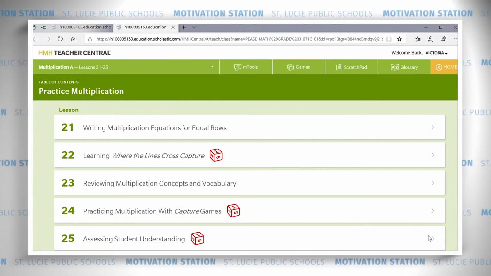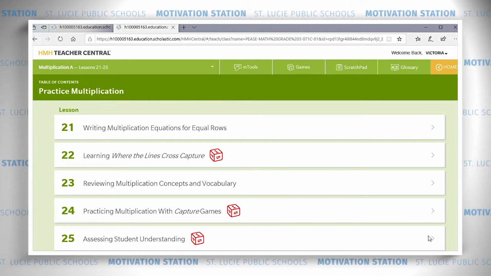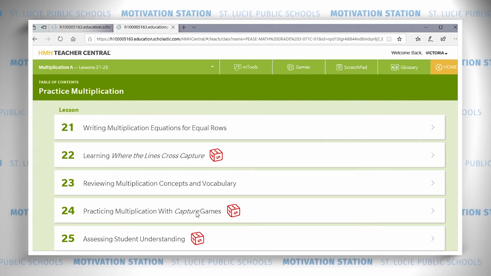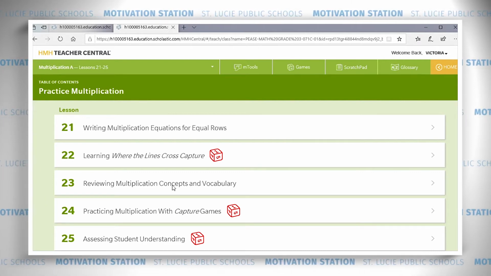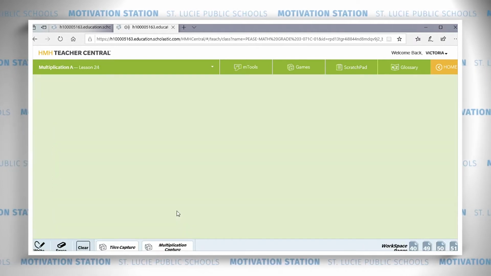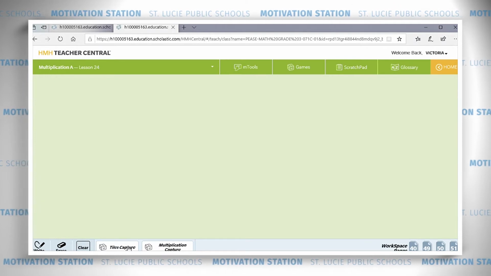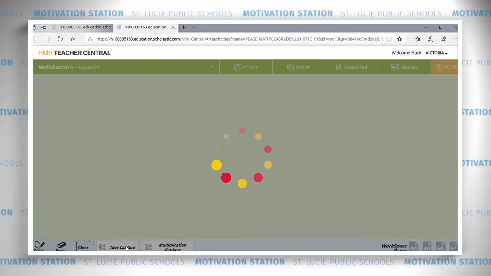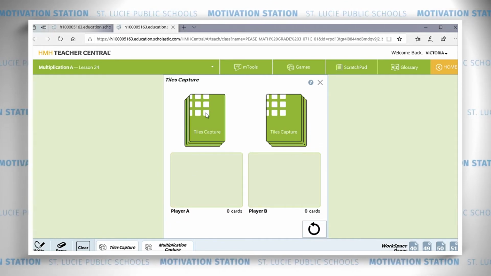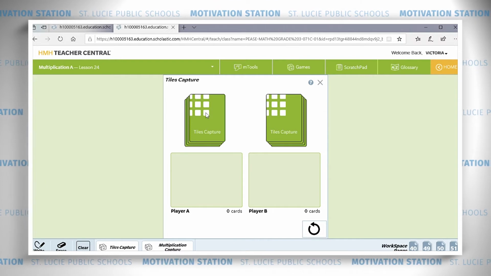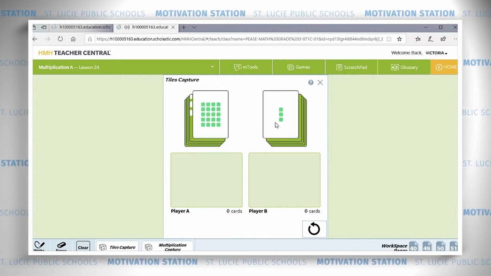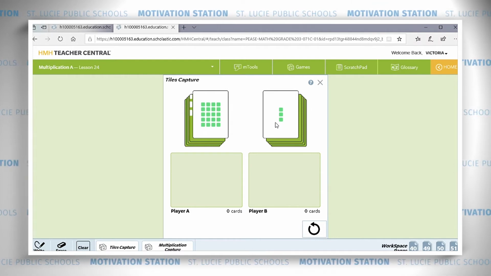I've already logged in. We're in between lessons 21 and 25, and I'm going right back to practicing multiplication with capture games, because we're going to do tiles capture today. I'm going to click on capture games, and here's our tiles capture. So I'm going to open that up. Same as the other capture games, it's player A versus player B. I just flip the cards over, and now I'm looking at arrays with tiles, okay?